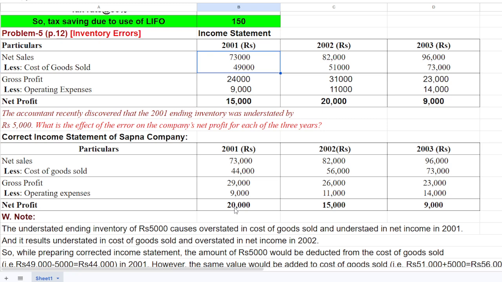Remember, the ending inventory in 2001 would be the beginning inventory in 2002, in the next year. So in that case it will be just the reverse, because previously we said opening inventory plus purchases less ending inventory, but now this ending inventory would be the beginning. Previously this was deducted. Now what we have to do is 51,000 plus 5,000. So this will be 56,000. So 15,000 is our value. And remember, we don't have any effect in 2003. So we simply copy and rewrite the same thing here.